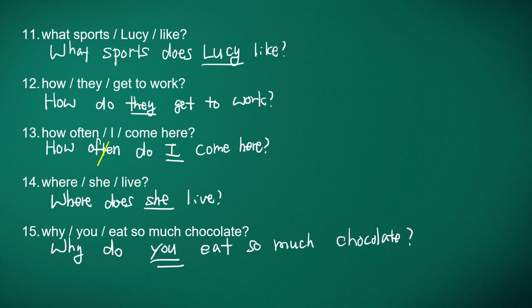And how often do I come here? Again, T is silent. How often do I come here? Come here. And where does she live? Number 14, where does she live? So here, does and she are similar, so you can cancel the sound. And number 15, why do you eat so much chocolate?